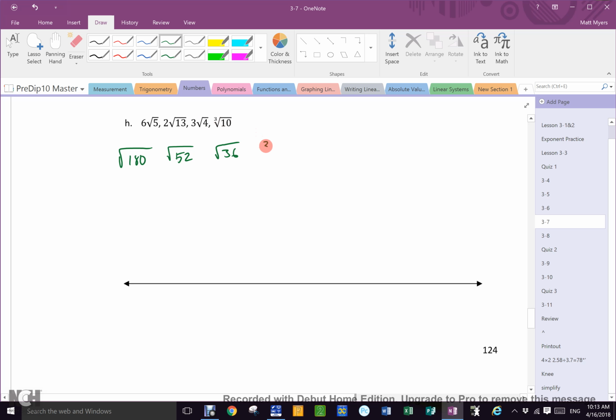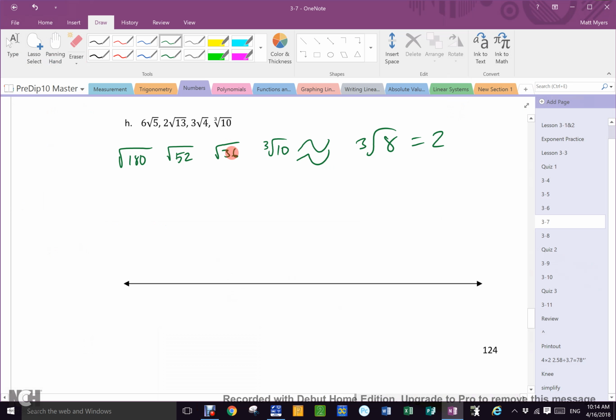But here, cube root 10. Now I have to estimate, don't I? Kind of, yeah. Cube root of 180, well, that's obviously the biggest. Cube root of 52 is obviously next. Cube root of 36 is obviously next. Cube root of 10, well, isn't that really close? Approximately the cube root of 8, which is what? So that's just a little bit more than 2.